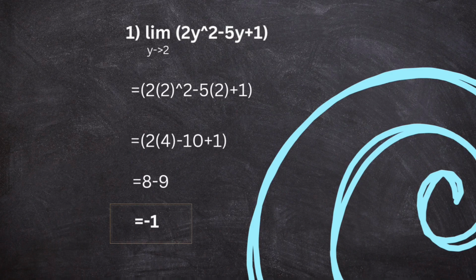Just copy 2, and 2 squared is equal to 4. Negative 5 times 2 is equal to negative 10. Copy positive 1. 2 times 4 is equal to 8. Negative 10 plus 1 is equal to negative 9. 8 minus 9 is equal to negative 1. Therefore, the limit of 2y squared minus 5y plus 1 is equal to negative 1.